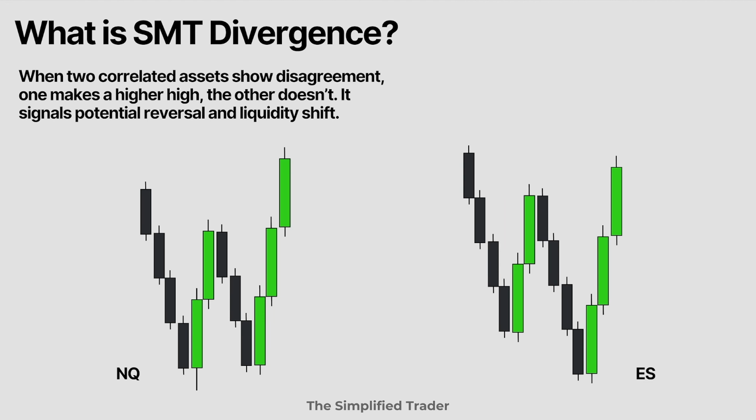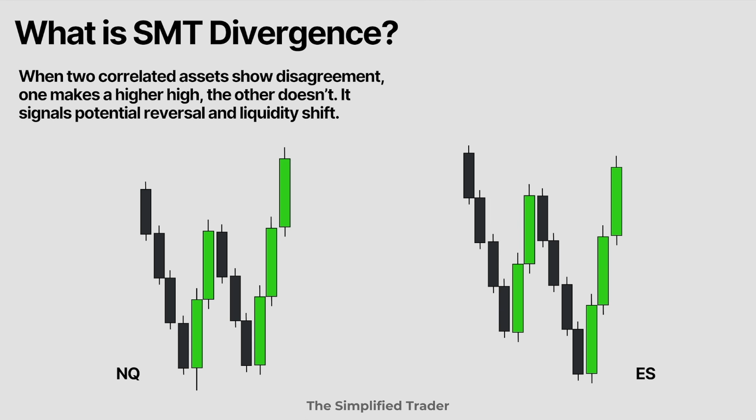Well, let's start simple. SMT stands for Smart Money Technique or Smart Money Tool. It can also mean Smart Money Time, and I'll explain that later on in the video. But it measures divergence between correlated markets.